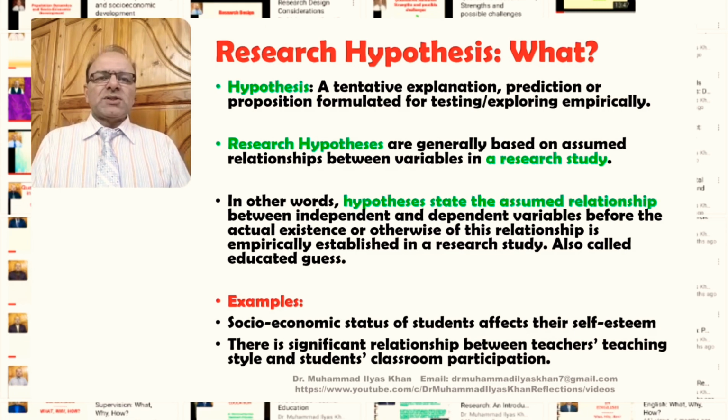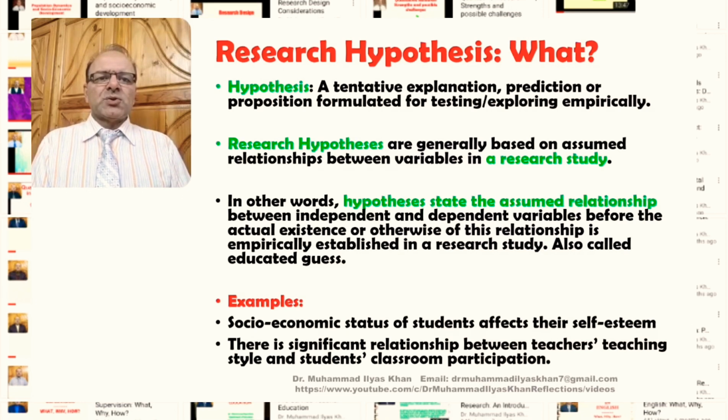So research hypotheses are generally based on assumed relationships between variables in a research study. So assumed relationships are relationships that we actually assume between variables. So we have still not empirically found that relationship or explored that relationship. So what we can also say is that hypotheses state the assumed relationship between independent and dependent variables before the actual existence or otherwise of this relationship is empirically established.